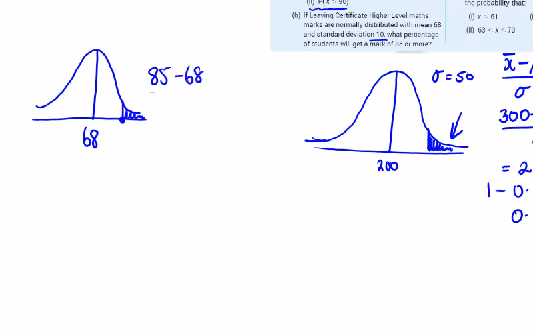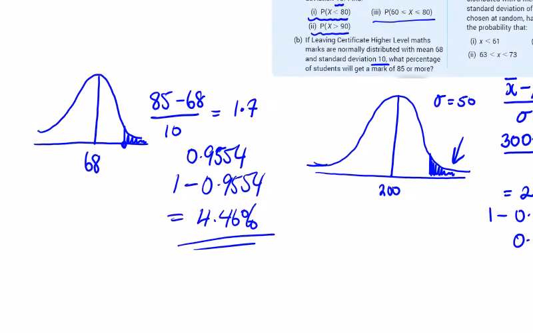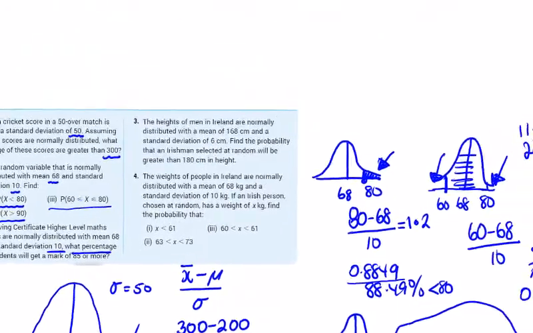85 minus 68 over 10, which is 17 over 10, 1.7. And a z-score of 1.7 gives me 0.9554. So the tail, 1 minus 0.9554, is going to be 4.46%, which I think is what we were asked for. Okay. Number 3.